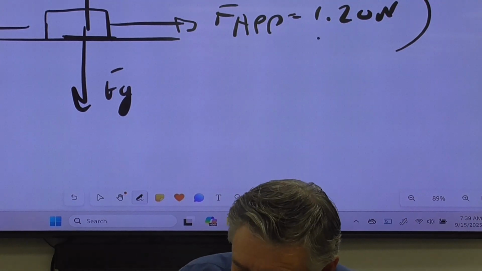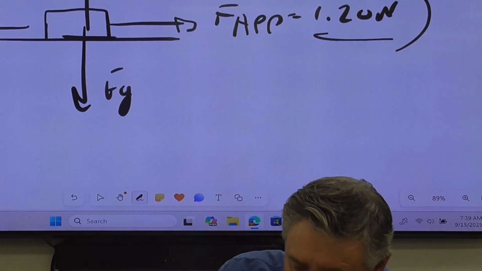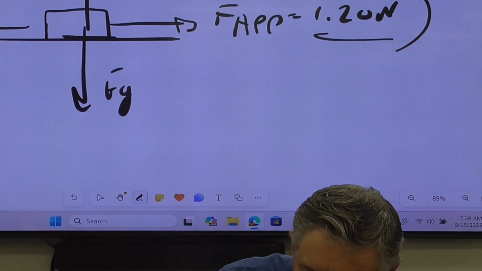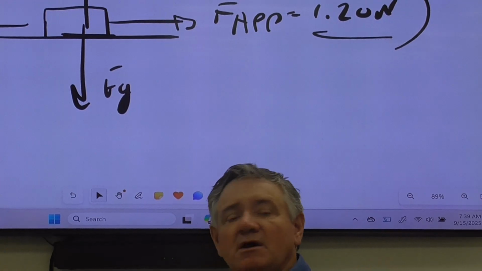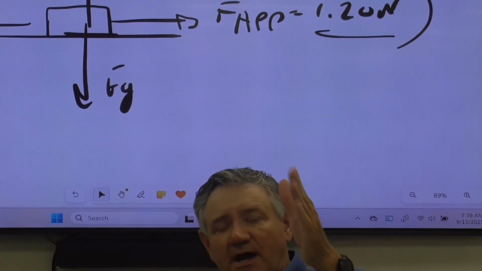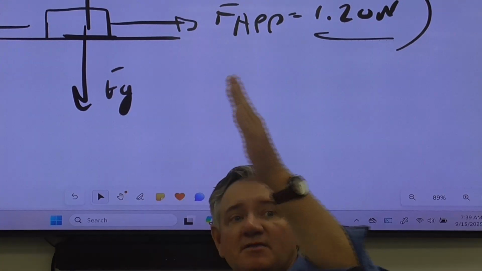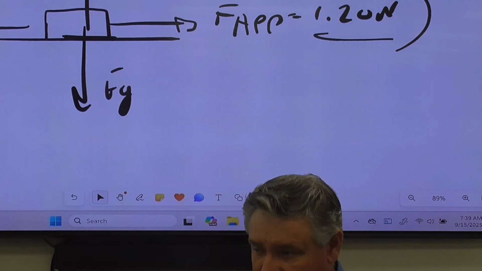So what that 1.2 newtons is telling you is basically that's how much you have to pay the frictional mafia. So the frictional mafia is -1.20 newtons. So whenever you figure out how much force it takes to pull something at a constant velocity, that's the value of the frictional force in the opposite direction, okay?